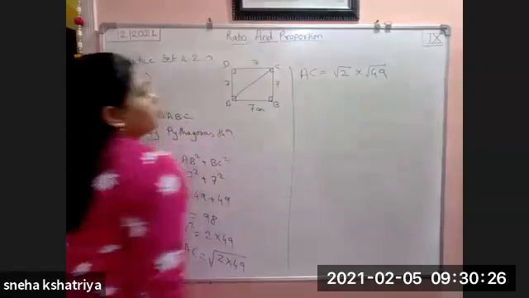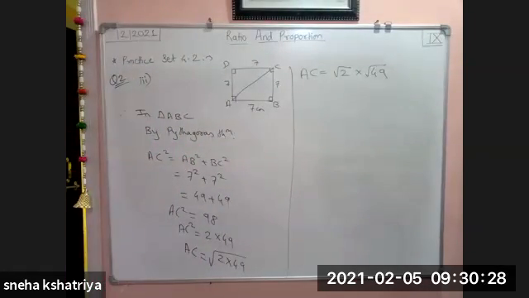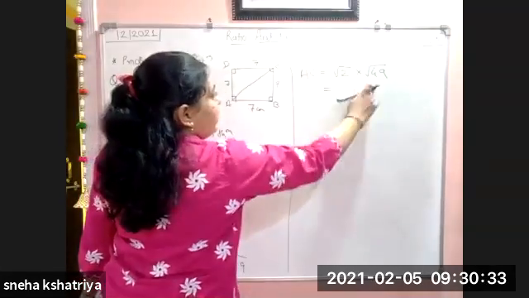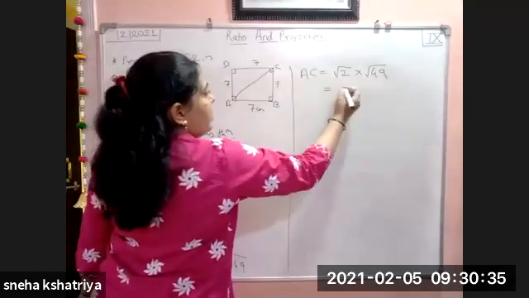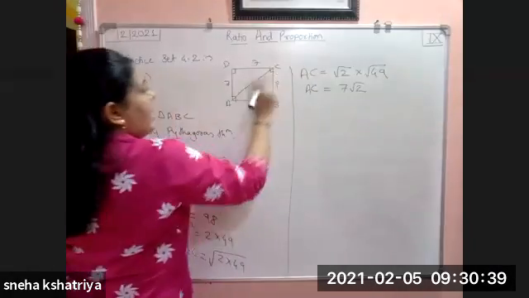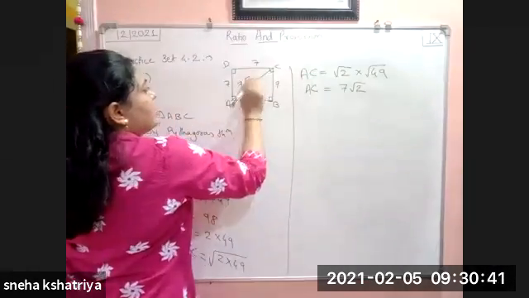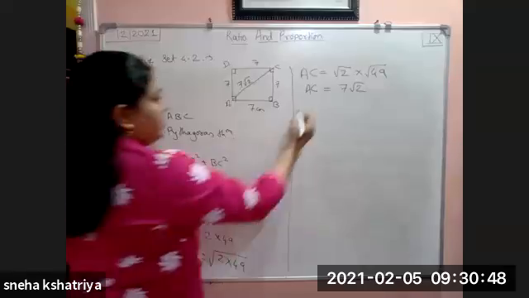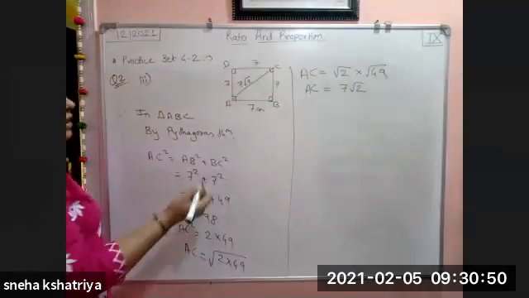Root 49 is what here? 7. 7 sevens are 49. So root 49 will come outside, where that will become 7. So 7 will multiply to here. 7 root 2. So the value here, diagonal, will become 7 root 2. Okay. Therefore, now what is the required ratio?